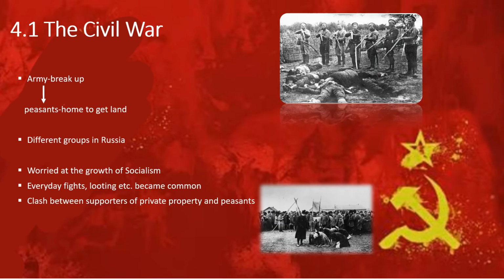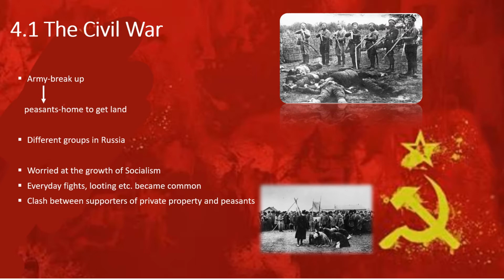The civil war: when the people of the country fight among themselves, it is called civil war. Let's see what happened in Russia. The Russian army began to break up because the soldiers, who were mostly peasants, went back home to get land which was distributed by the Bolsheviks.